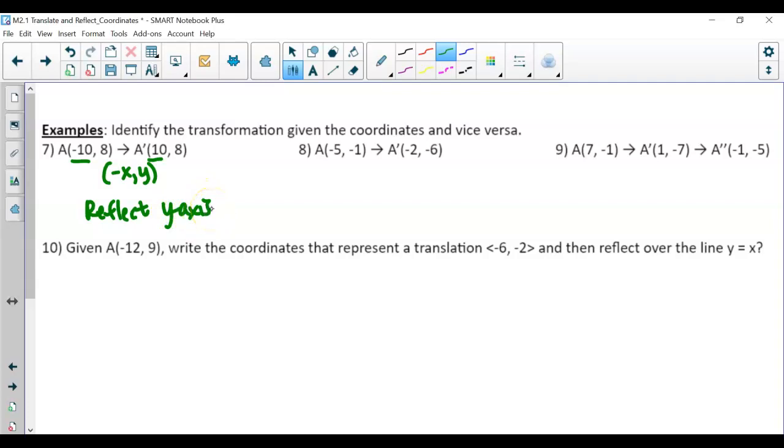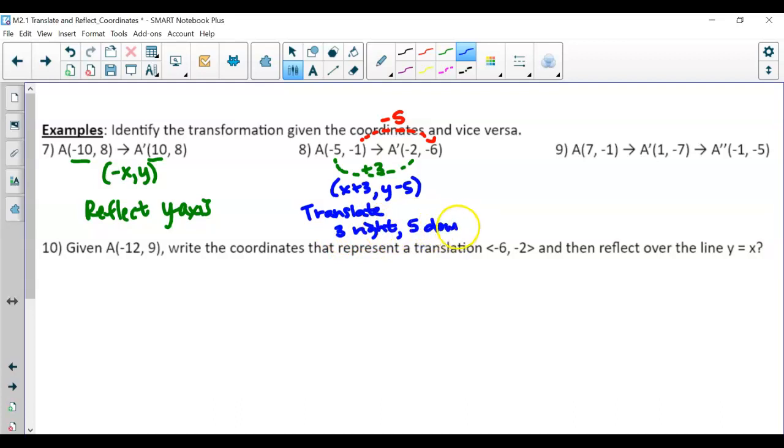So like looking at number 8. Well, notice they are both changed here, which means this is a sign of a translation. So to go from -5 to -2, we add 3. So then to go from -1 to -6, well, we subtract 5. So here, this is x plus 3, y minus 5, which means we translated, but what directions did we translate? We translated 3 right and 5 down.